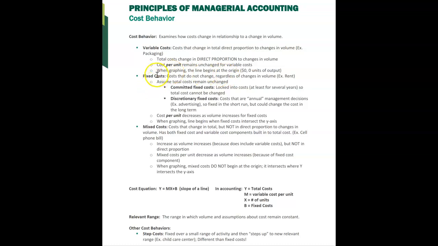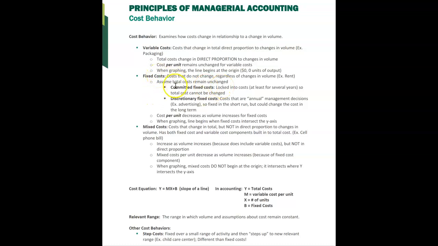So fixed costs are costs that do not change regardless of changes in volume. But this isn't locked in stone. It's only within the relevant range. Okay, so if you say double or triple your capacity, your usage of a plant, and you can't do it within your existing plant, then you've increased your fixed costs. So we say they do not change regardless of changes in volume, and here it should say within the relevant range, and assumes the total costs remain unchanged.